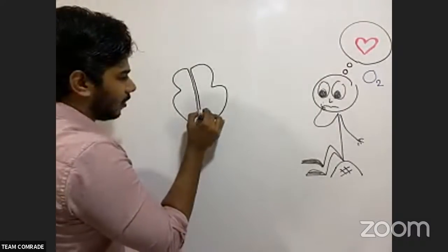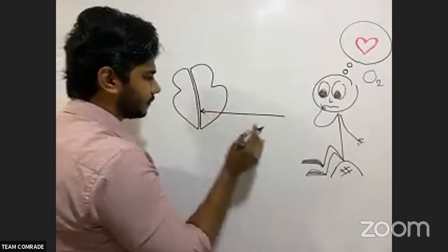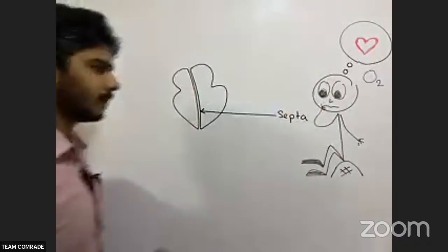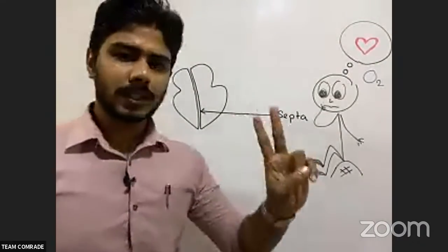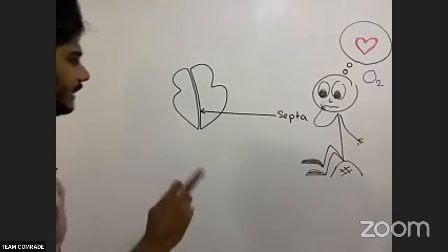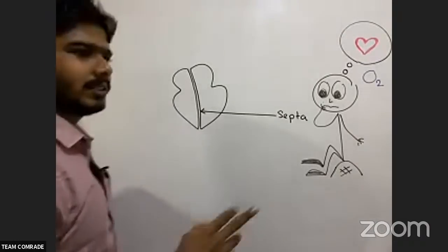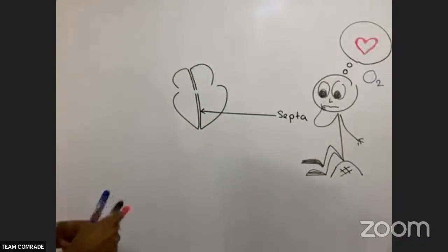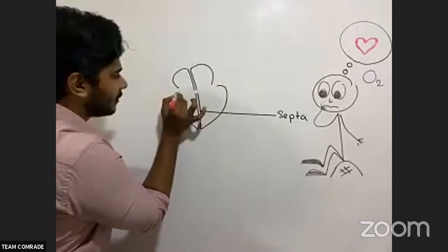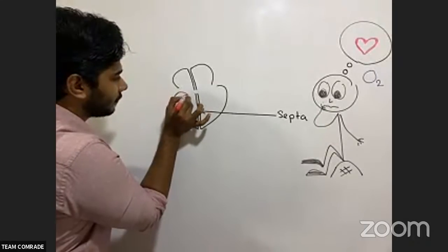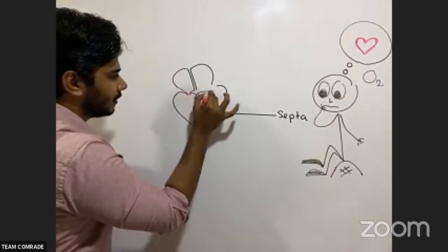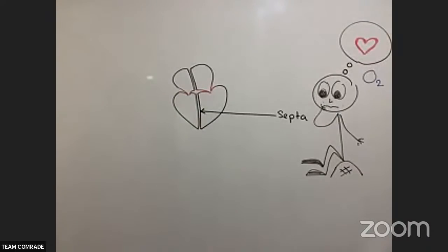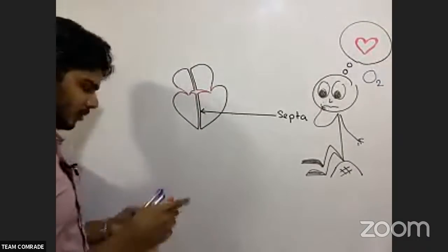Can you tell me what this is? Septum. The septum divides the heart into 2 parts. Then I'm going to divide this into 4 parts from here, so I'm going to put 2 valves there. This is 1 valve, this is another valve. So I divide that into 2 parts with 2 valves.